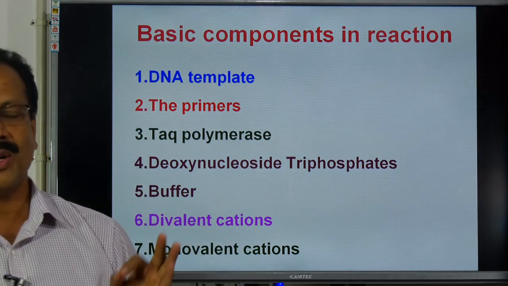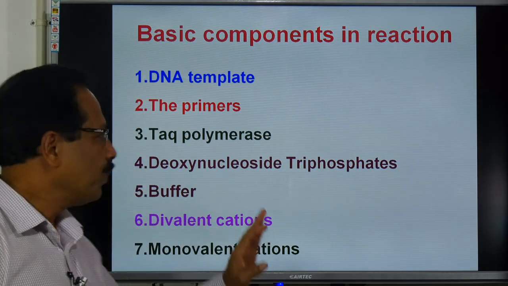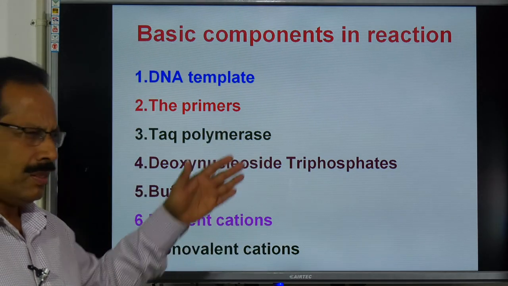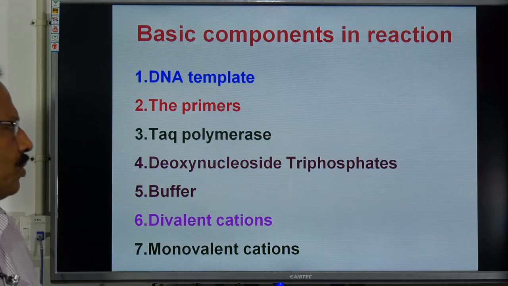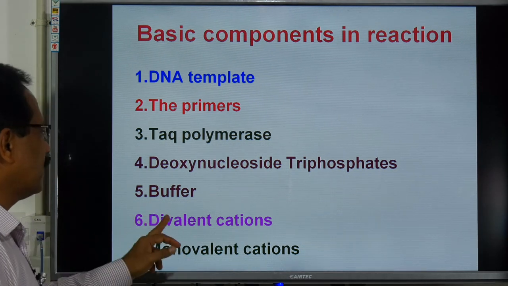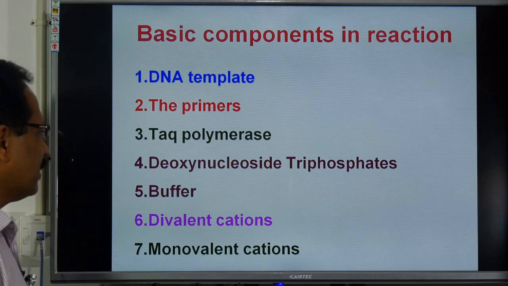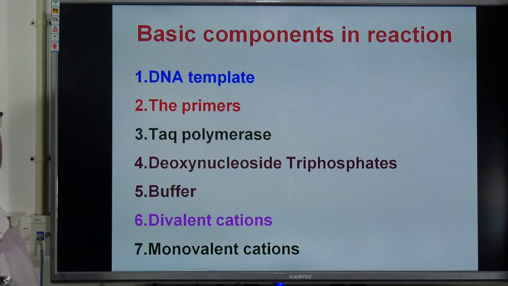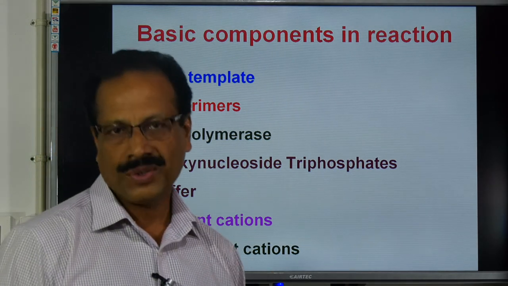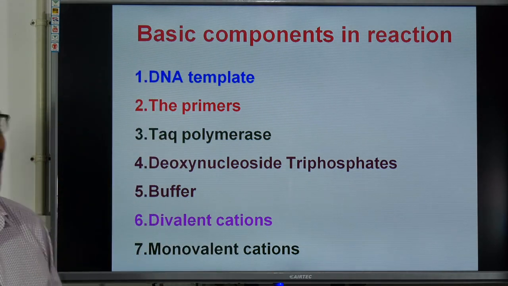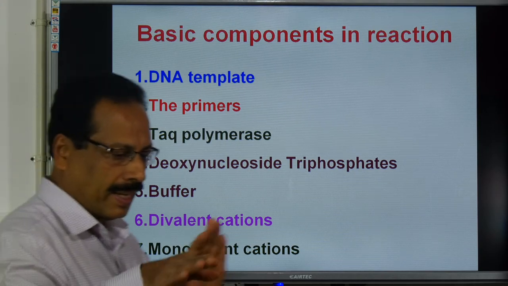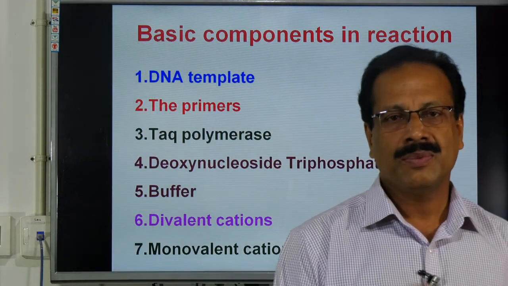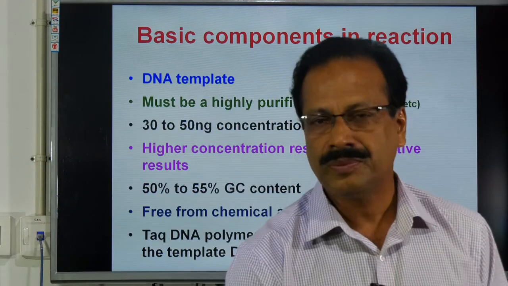There is a particular optimum pH. Here for this enzyme, this is around pH 8 or slightly above that. That buffer will provide that. Then divalent cation. This enzyme needs the presence of divalent cation for its efficient functioning. Here we use magnesium or manganese ions. And monovalent cations to stabilize. It helps to stabilize the DNA molecule.